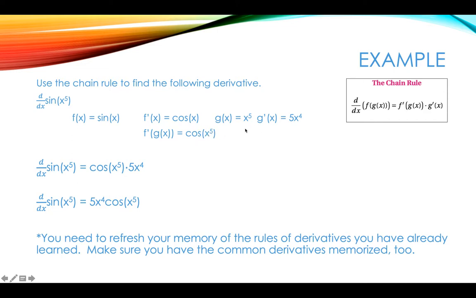So now we do our multiplication. The derivative we want is going to be cosine of x to the fifth times 5x to the fourth. So we're multiplying f prime of g of x times g prime of x. And so we just simplify that to get 5x to the fourth times cosine of x to the fifth. You need to refresh your memory of the rules of derivatives you've already learned. Make sure you have the common derivatives memorized too. You'll want to know all of those.